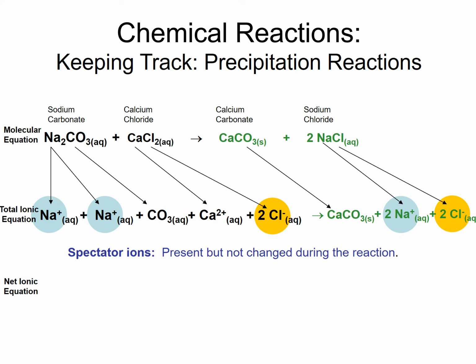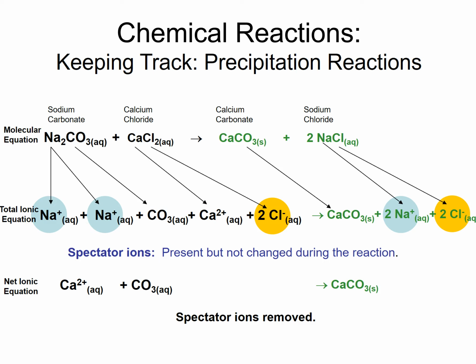Well, what am I left with? I'll have the carbonate and the calcium on the left-hand side, and on the right-hand side I'll have the calcium carbonate solid. So remove the spectators, there's a calcium, there's the carbonate, and finally there's the calcium carbonate solid. You see, the net ionic equation really zeroes in on exactly what important things are going on in that reaction.